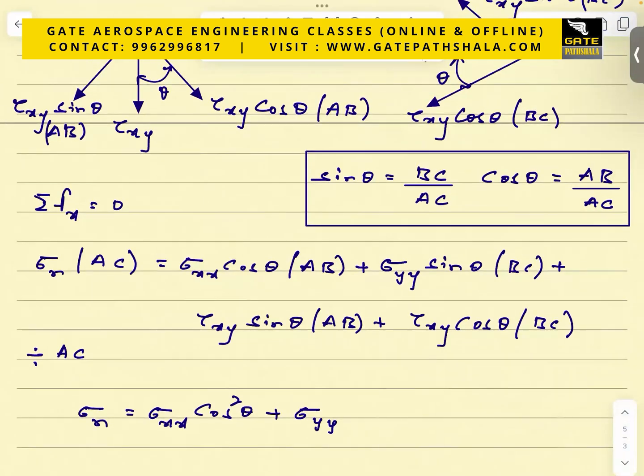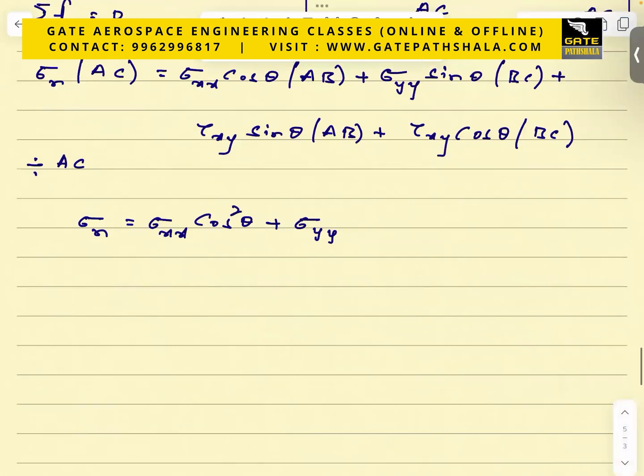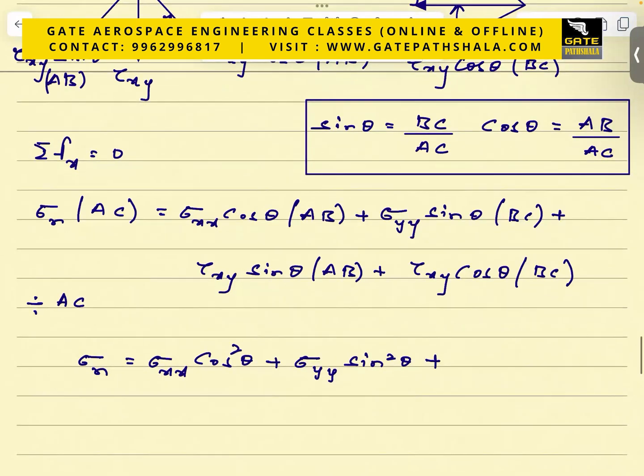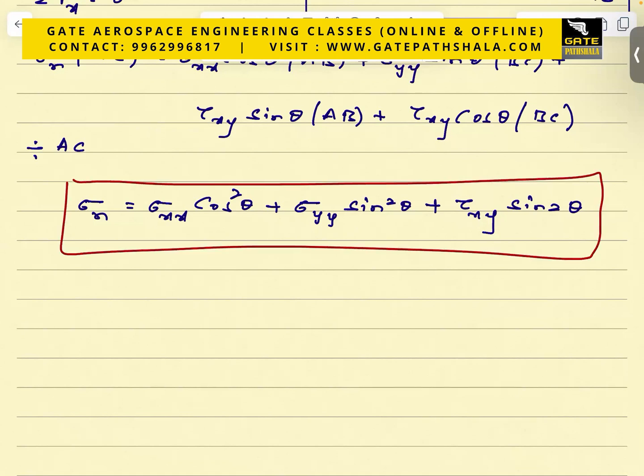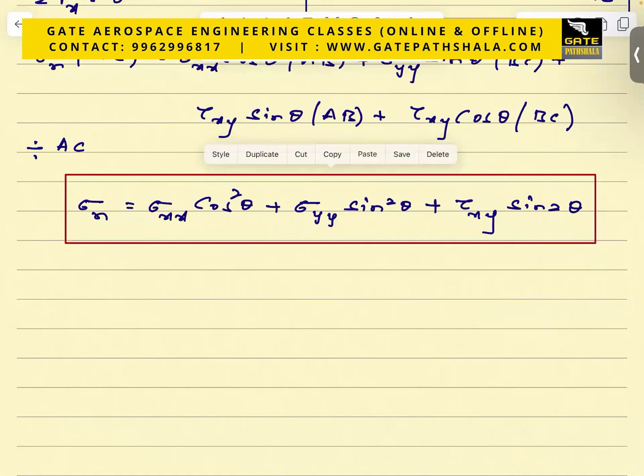Tell me, what is BC by AC? Sin theta. So I can write this as sin squared theta plus, if you see, AB by AC is cos theta and BC by AC is sin theta. So tau xy sin theta cos theta, tau xy sin theta cos theta. Can I write 2 times tau xy sin theta cos theta? Yes, sir. So I can write this as sin 2 theta. I hope you know about these things, trigonometry. Bracket this. It's a very important expression. So many times questions came on this.